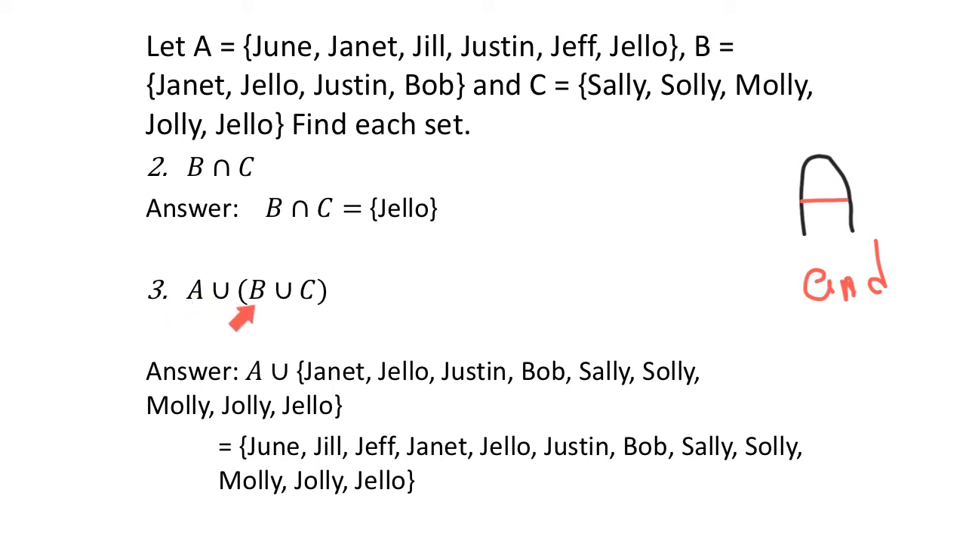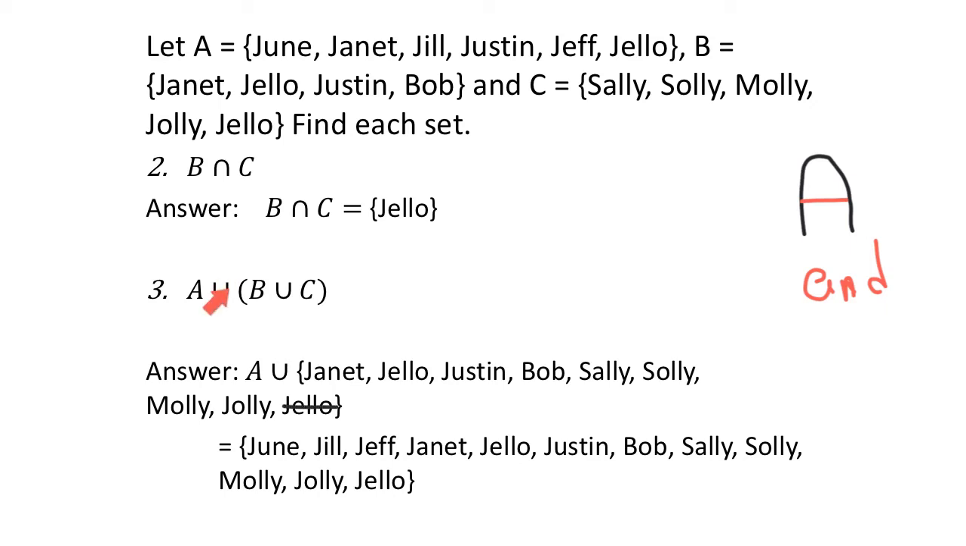A union, B union C. So with parentheses, we do that first. B union C. So I'm going to write down everything in B, Janet, Jello, Justin, Bob, along with everything in C, Sally, Solly, Molly, Jolly, and Jello. Notice I do have Jello listed here twice. I just put everything in B, everything in C. This is a repeat, so I probably wouldn't pay attention to it the second time around.